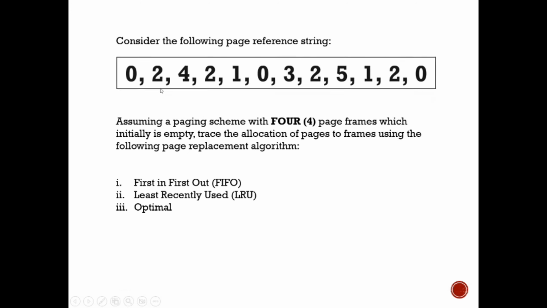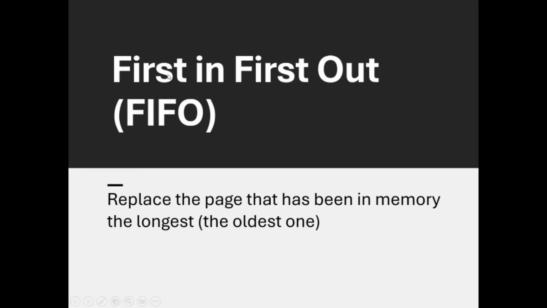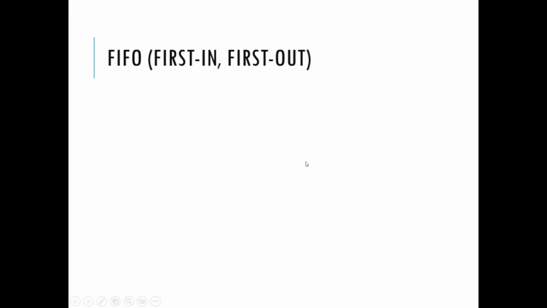I will use this page reference string and do it in three methods: first in first out, least recently used, and optimal. What is first in first out? That is replace the page that has been in memory the longest, so the oldest one will be the victim. So let's see the table.